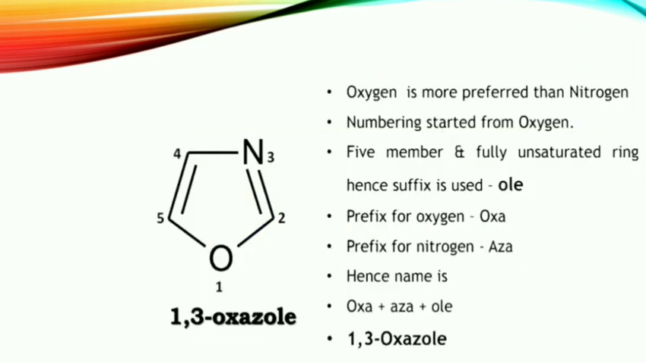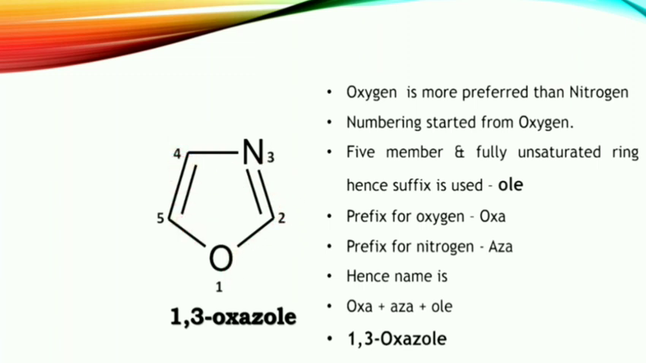Then we'll take some examples, in which we can learn how to give the nomenclature for heterocyclic compounds. First see the structure. You have to identify which heteroatoms are present. There are 2 heteroatoms, oxygen and nitrogen. Remember the order of priority for heteroatoms: oxygen is preferred over nitrogen. So we start the numbering from oxygen. Oxygen gets number 1, then 2, 3, 4, 5.